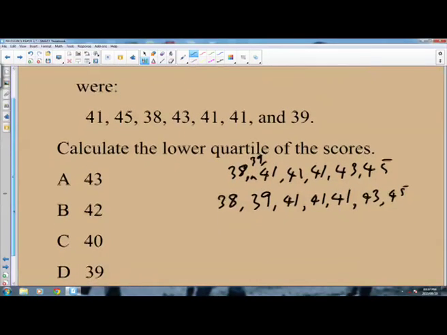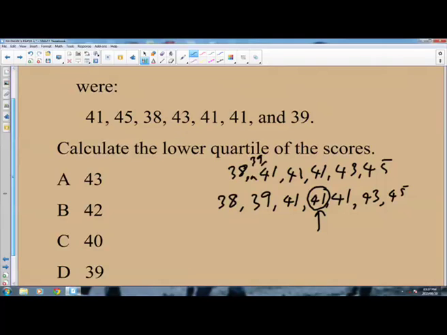For us to find the lower quartile, we are going to start by finding where the median will lie. So there are 7 of these. 1, 2, 3. So it means the median will be at this point. So this will be the median. But then we are not looking for the median. We are looking for the lower quartile.